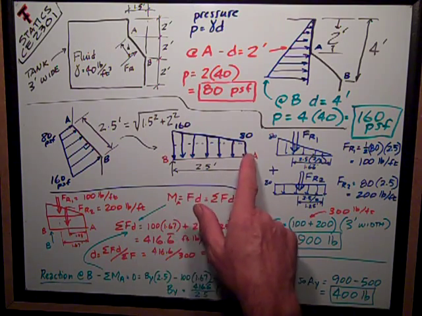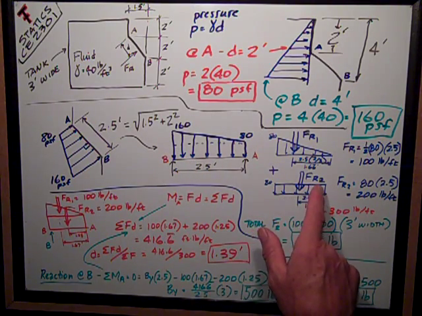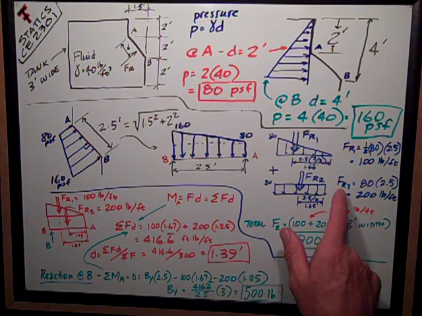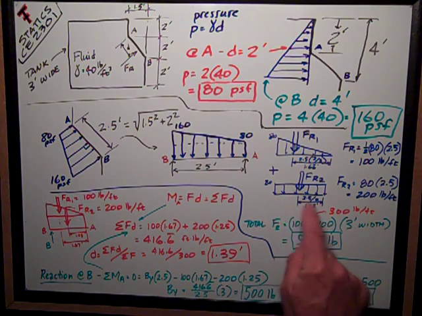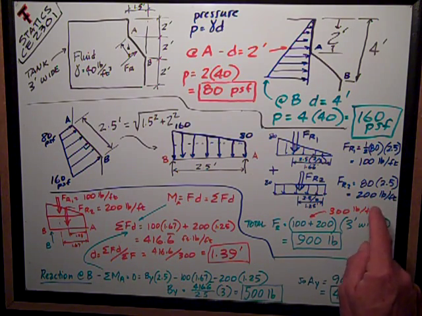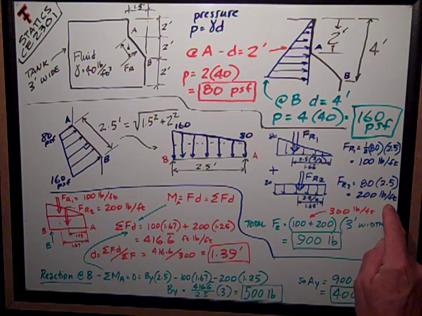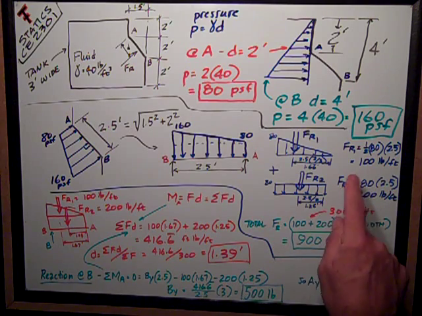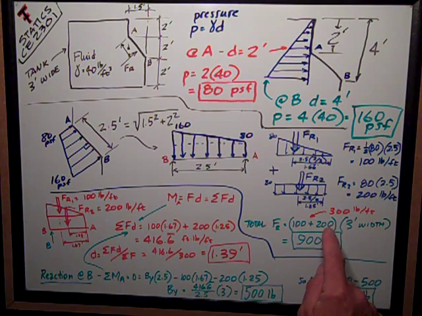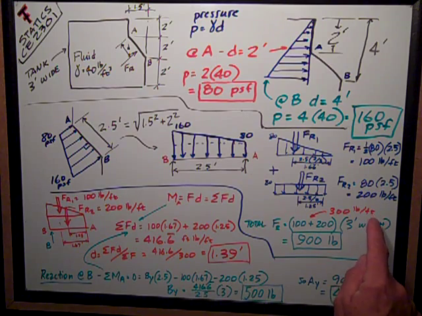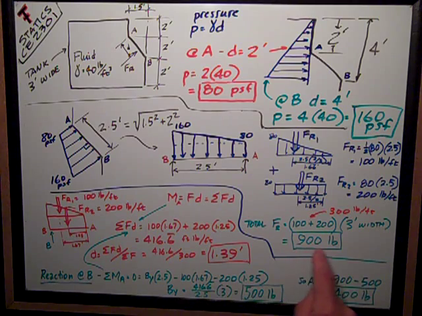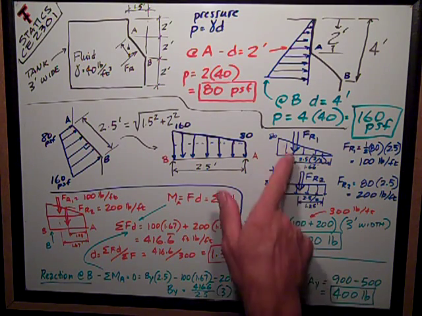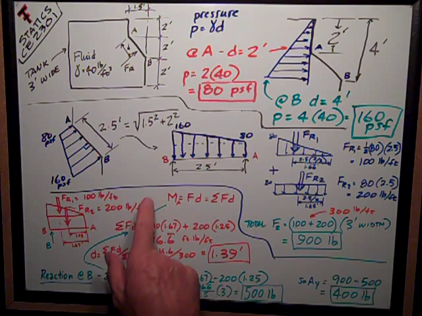Similarly, the area of that rectangle is FR2, the resultant force number 2. That is the height of the rectangle, which is 80, times its width, 2.5 feet. I get 200 pounds per foot. So my resultant is just the sum of those two numbers. 100 plus 200, or 300 pounds per foot, times my 3-foot width of the tank is equal to 900 pounds. And over here I'll figure out where it's applied.